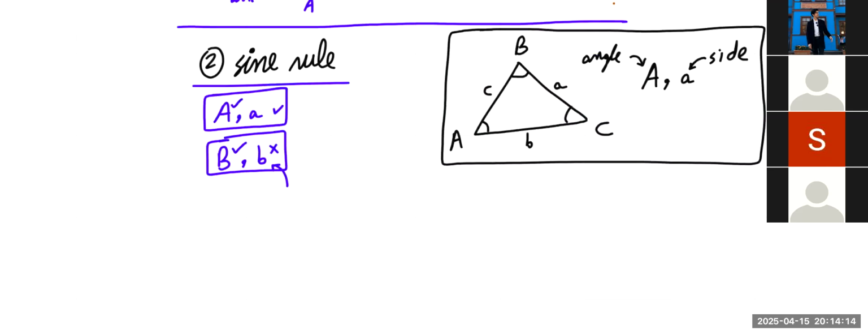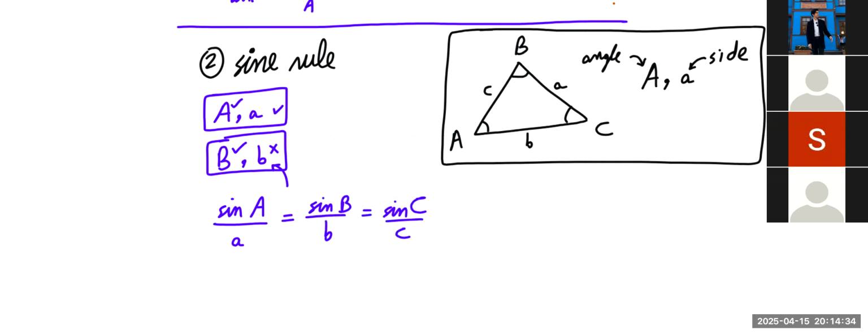The mathematical definition is essentially that the sine of any angle in a triangle divided by its corresponding side, this ratio, is the same for all sides and all angles. So this is the sine rule itself.